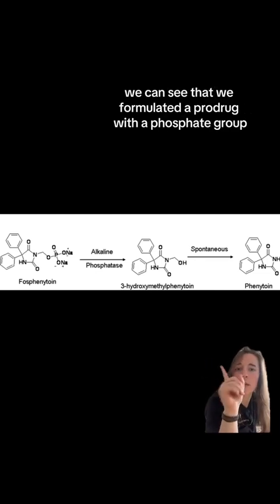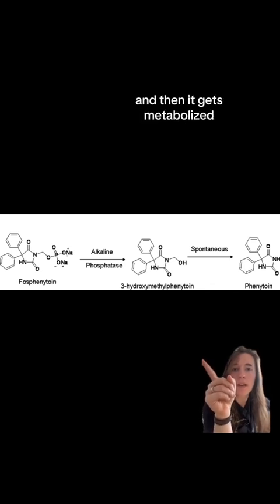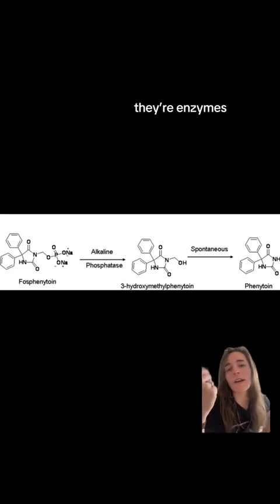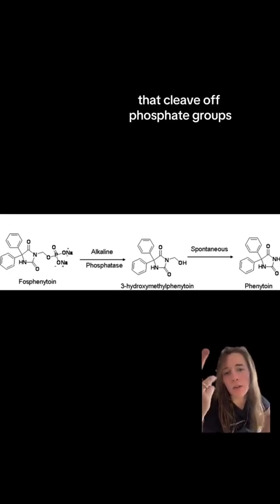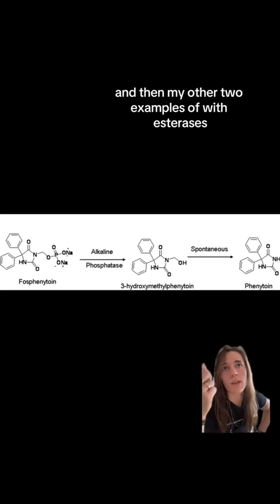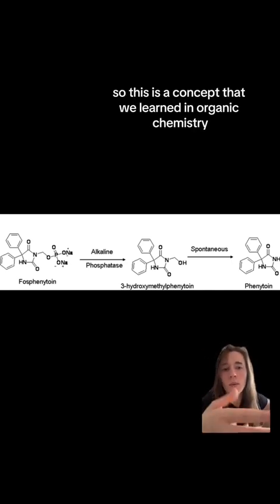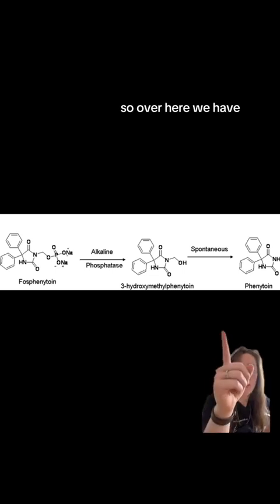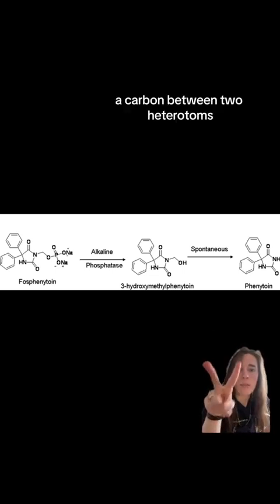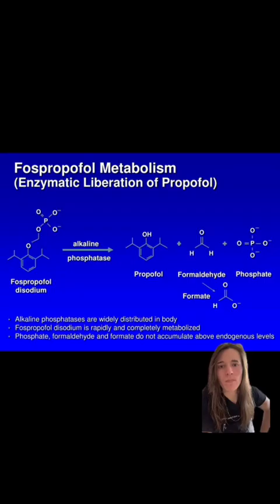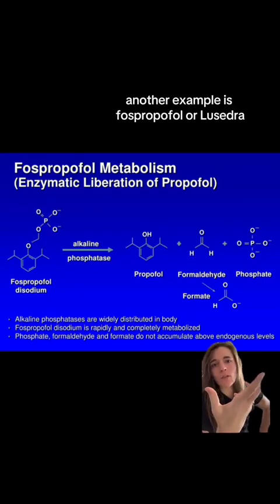We can see that we formulated a prodrug with a phosphate group, and then it gets metabolized by phosphatases in the body. So what are phosphatases? They're enzymes that cleave off phosphate groups. And then my other two examples with the esterases are enzymes that cleave off esters. So this is a concept that we learned in organic chemistry. So over here we have a carbon between two heteroatoms is what we call it. It's a masked carbonyl, and it undergoes spontaneous collapse into phenytoin, which is the active form, with a byproduct called formate.